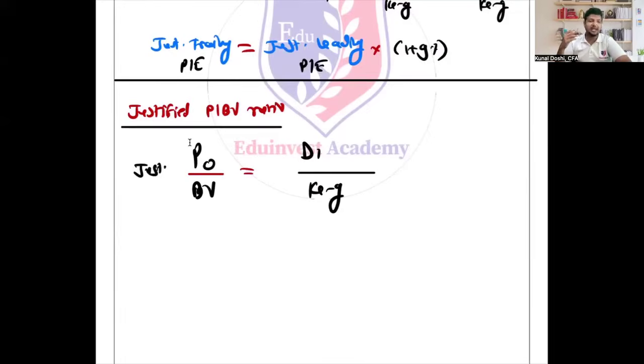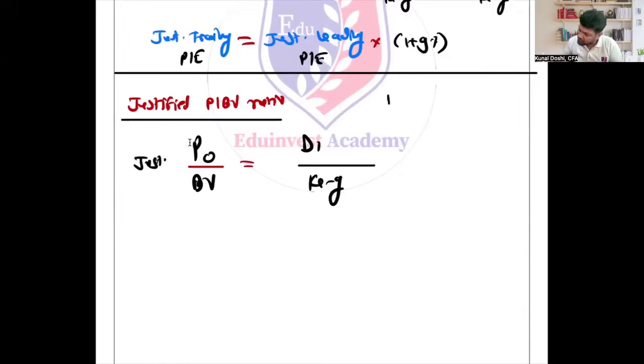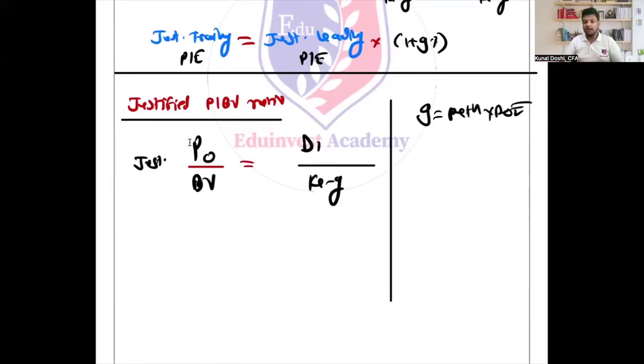Anyone has any idea? How will I convert the price to book value ratio from the normal ratio to the justified one? Any relation? Remember the growth rate formula. What is the growth rate formula? Growth is retention into ROE, right? Correct. And how do I find the earnings?